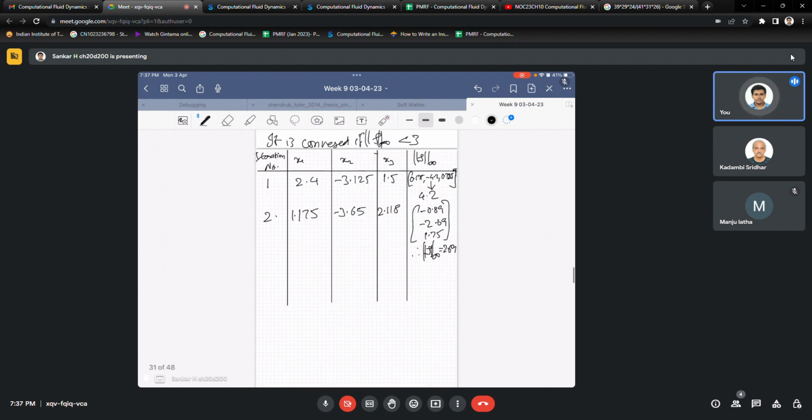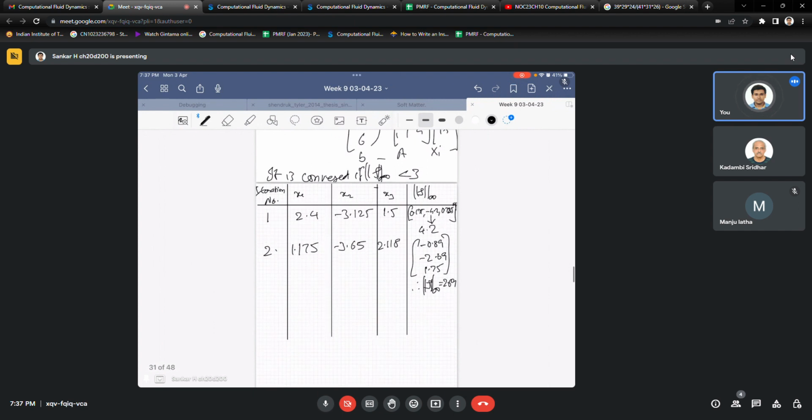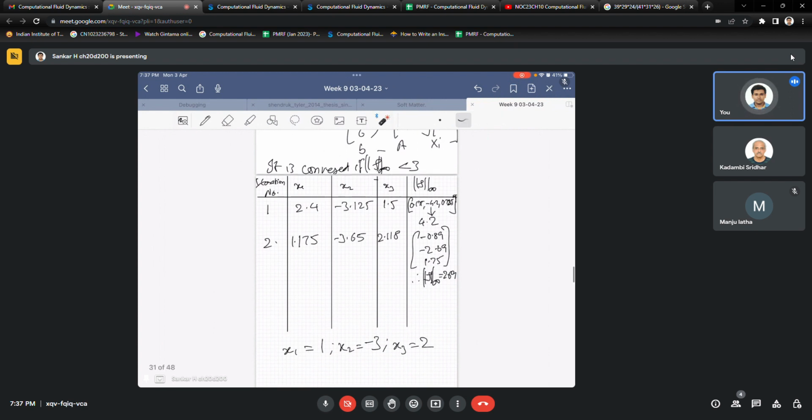So ideally, if I solve it the other way, I'll get the values of x1 equal to 1, x2 equal to minus 3, and x3 equal to 2. So when I solve it using an iterative method, I can see that it becomes 1, minus 3, 2. And in the next iteration, I have already written down the answer. Just make a note of that. You can just confirm this one.